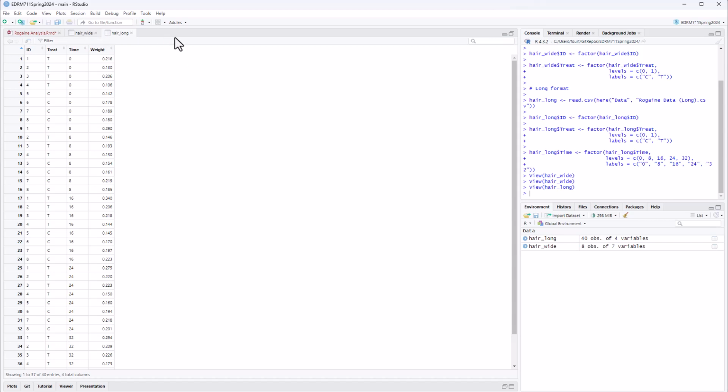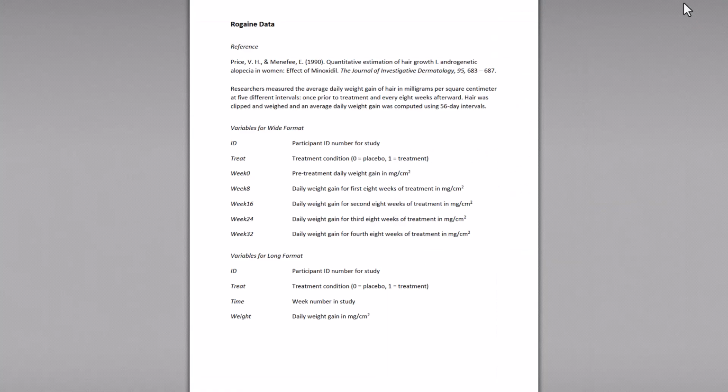All right, so with that as our preliminaries, let's go ahead and analyze these data and look at an example of analysis for a mixed factor design. We'll do that in the next video.